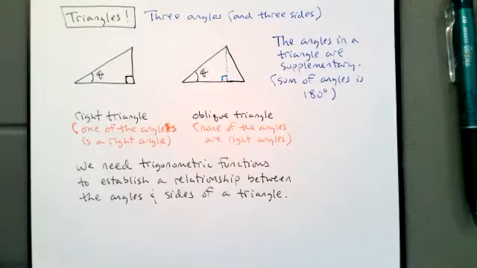We're going to define some trigonometric functions to establish a relationship between the angles and the sides of a triangle. So we want to be able to understand how all the sides and the angles are related. We're going to need trigonometric functions to connect the angles and the sides. We know that the angles in any triangle are supplementary. That's something that we always have. That's a relationship between just the angles. In a right triangle, we have a relationship between just the sides.